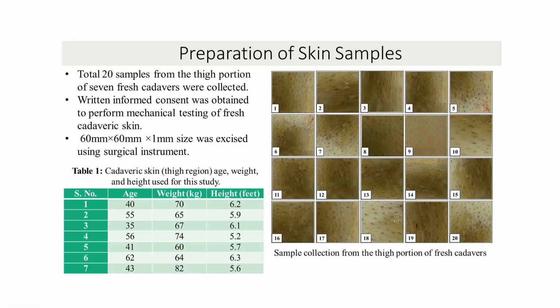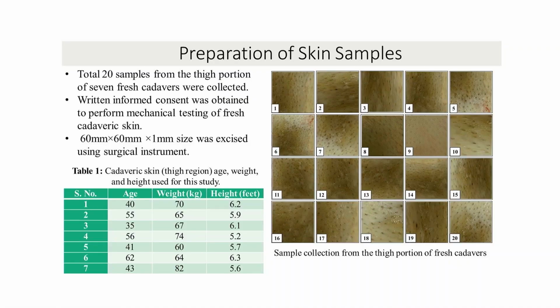So this was excised using a standard surgical instrument for excisions. Excision is taking out or extraction of skin. The samples are as shown here, 1 to 20, right? So the cadaveric skin, thigh region, age, weight, and height used for the studies are mentioned here. So sample collection was done.